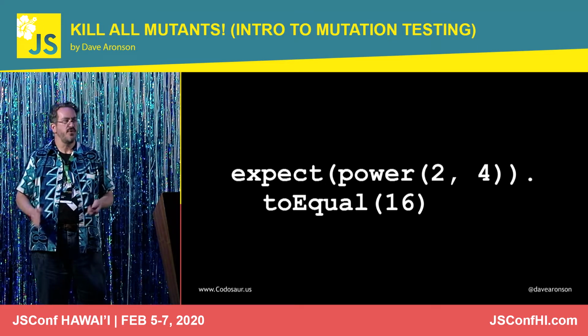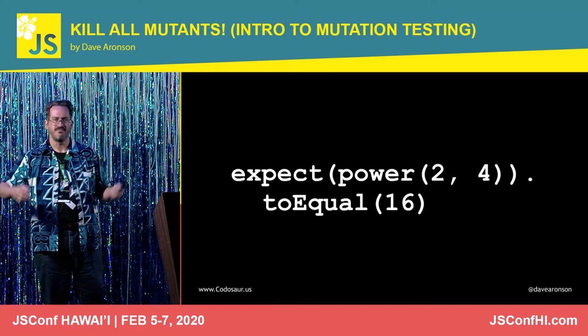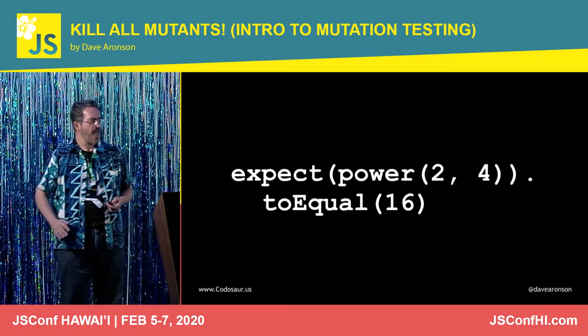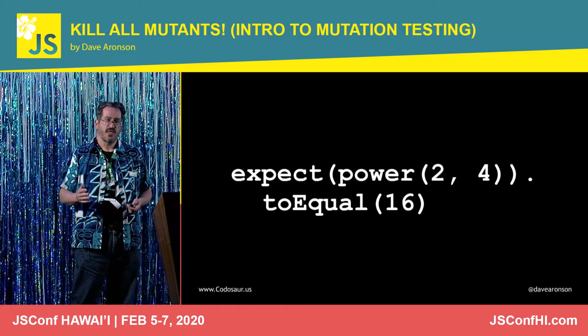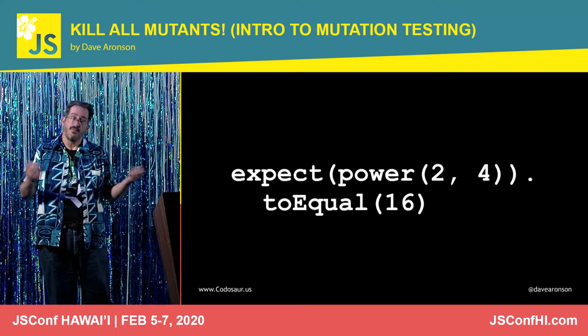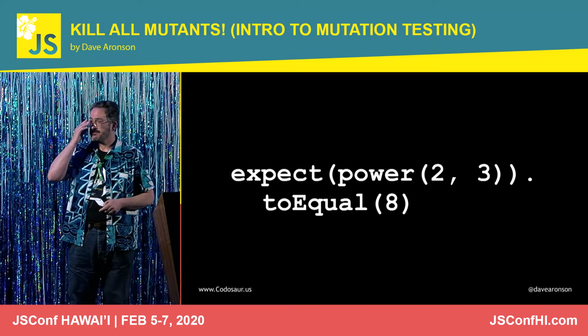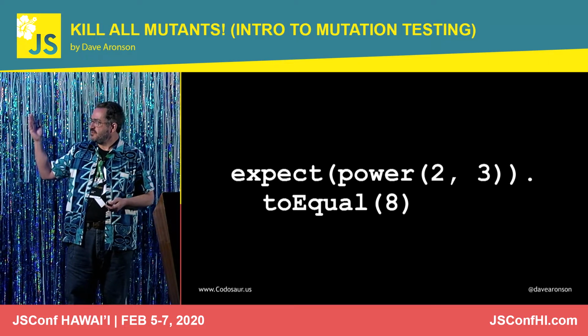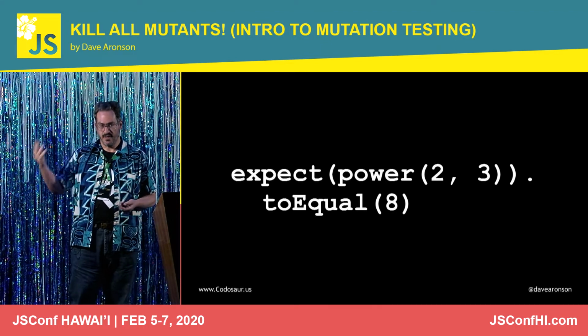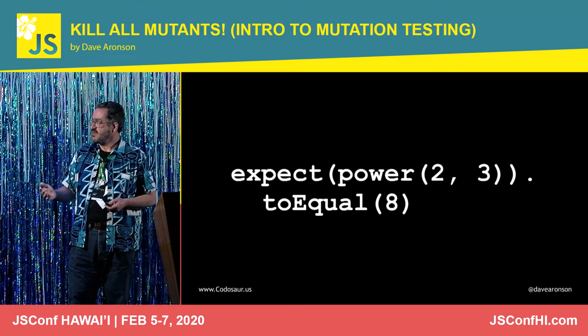But that's okay. We don't need to be a superhero about it and kill them all at once. We can attack them separately. To do that, we can once again either add a test or tweak our existing test, maybe to something like this. 3 squared is 9, which is not 8, so that will kill the argument swapping mutants.